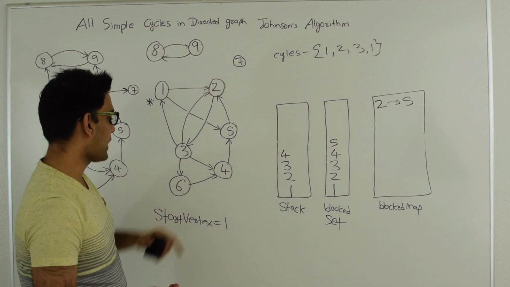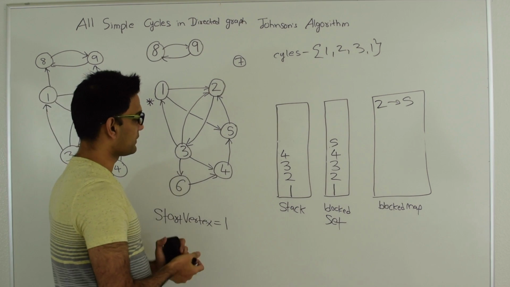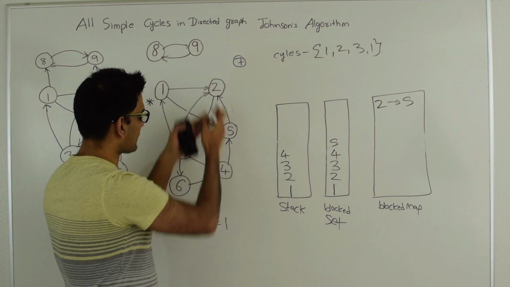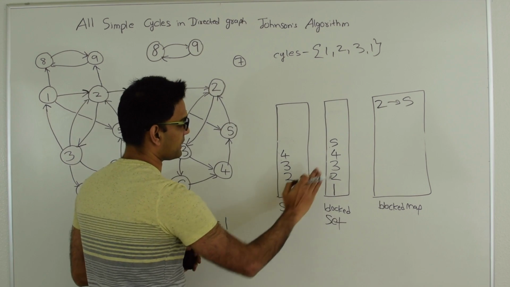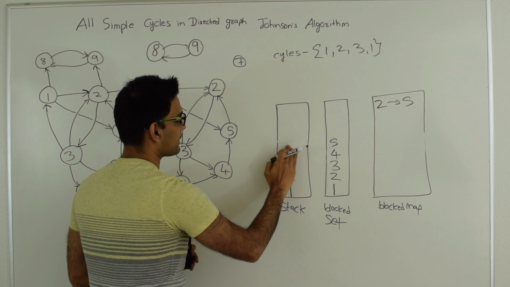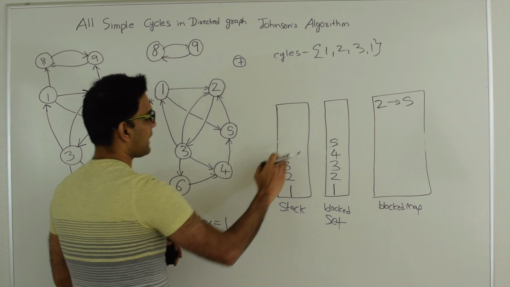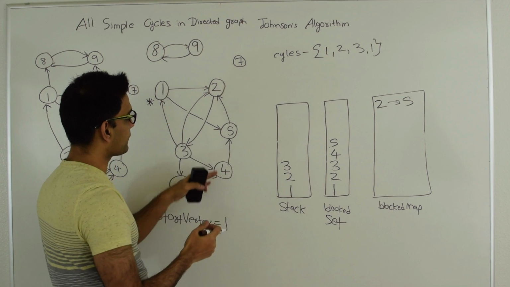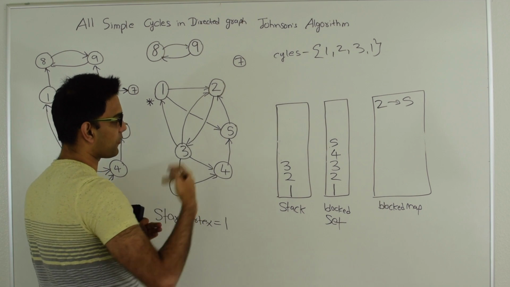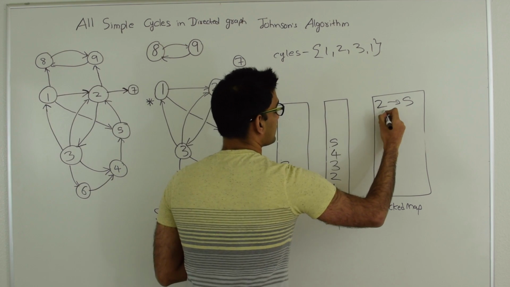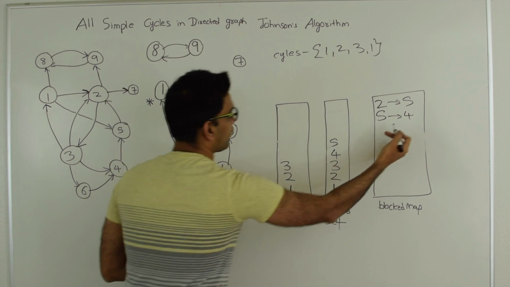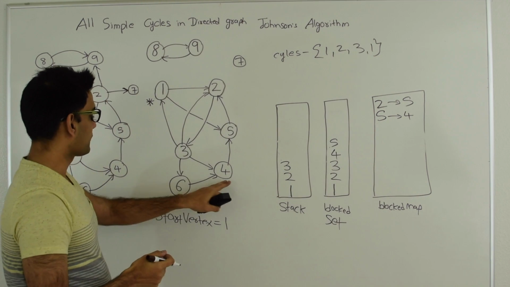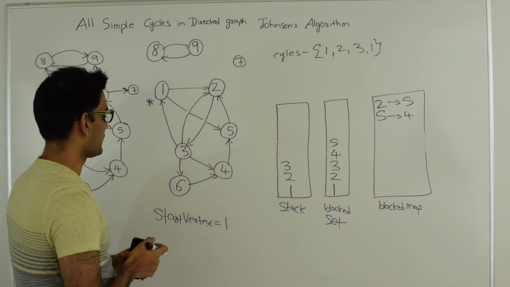Then from 5 we come back to 4. 4 has no other neighbors and we did not find a cycle in this current path. So just like before, we leave 4 in the blocked set, remove it from the stack, and also find the neighbors of 4, which is 5, and add 4 to their blocked map. So if 5 ever gets unblocked, then we are going to also unblock 4. And then from 4 we come back to 3.